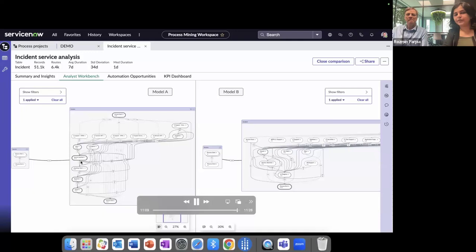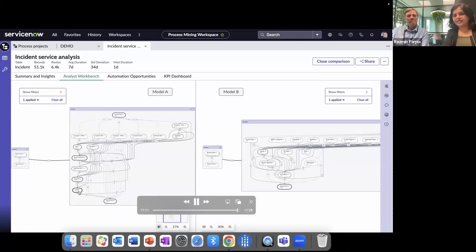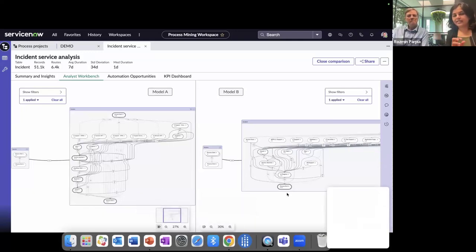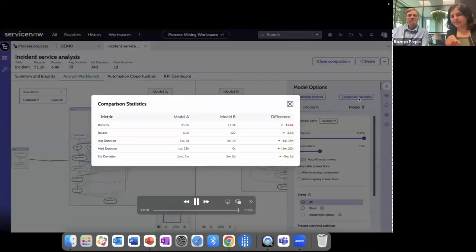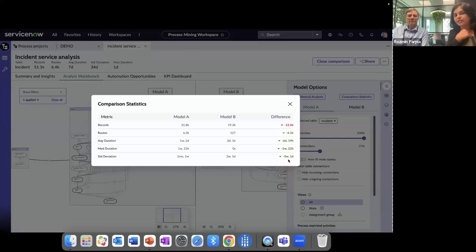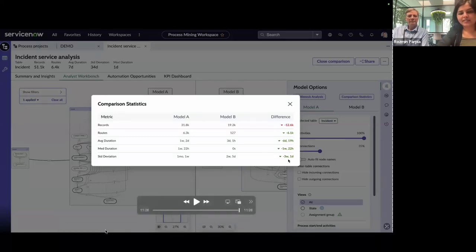And not just that, if you have the comparison statistics clicked, it shows you on one table how the process has improved. The average duration of incidents has gone down after CSDM, the median duration has gone down, and the standard deviation has also gone down. So this is the value that the CSDM implementation brings to the table. That's right. Yeah, so I think that's about it, guys.